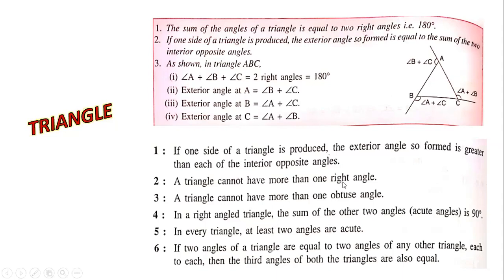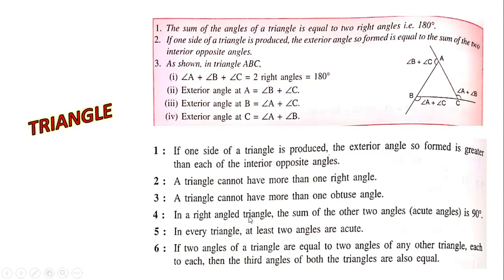And one important thing, that a triangle cannot have more than one right angle. So many times we get confused with these things. What is obtuse angle and what is acute, what is right angle? But a right angle is 90 degrees, whose measure is 90 degrees. Always remember this thing, that a triangle cannot have more than one right angle. Similarly, a triangle cannot have more than one obtuse angle, which is greater than 90 degrees. Now, a triangle cannot have more than one obtuse angle. A triangle cannot have more than one right angle.